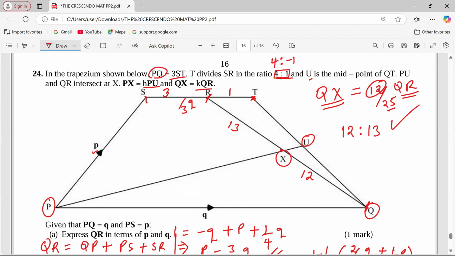In case you had been told the ratio in which X divides RQ, then we would have talked about 13 to 12. So direction is very important when we are talking about vectors. But for this case, we just wanted the answer at that point.